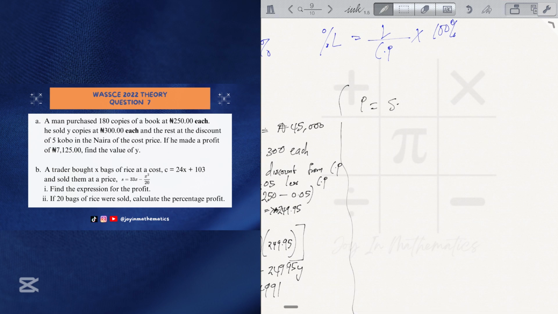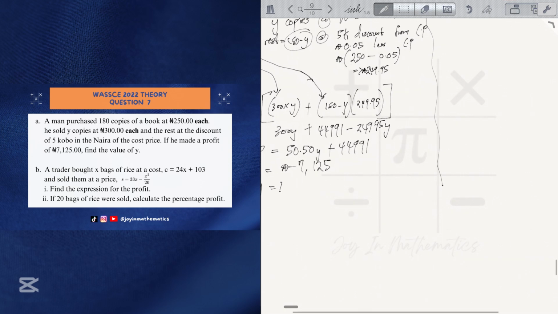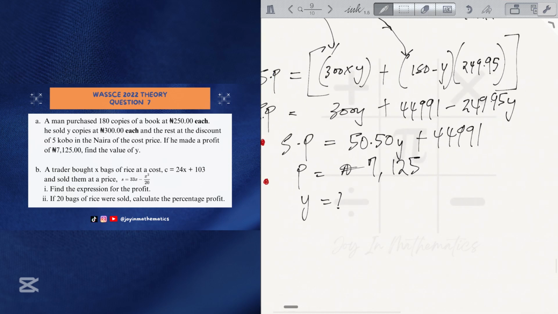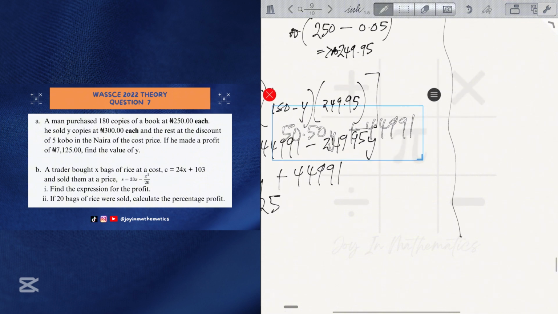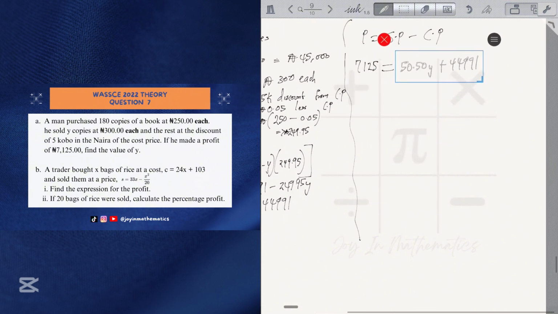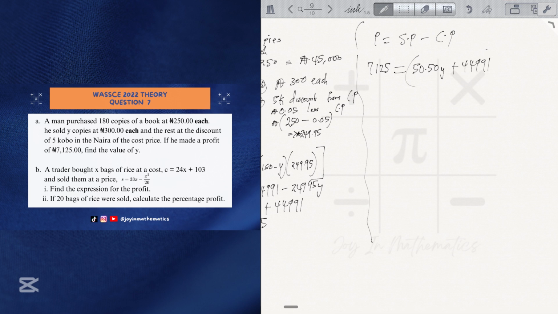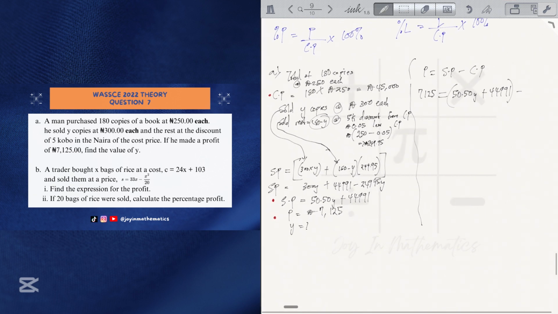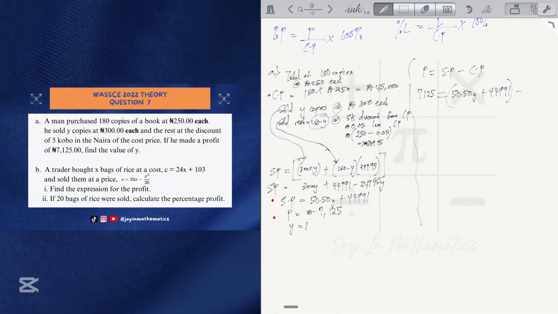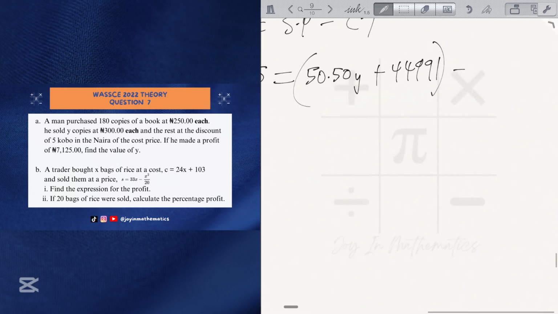So let's just use this same page. Profit is equal to selling price minus cost price. The profit in the question is 7,125 naira, and the selling price in the question has the equation of 50.05y plus 44991, and we want to subtract it from the cost price, and we can see that the cost price is 45,000. So we are subtracting this from 45,000.